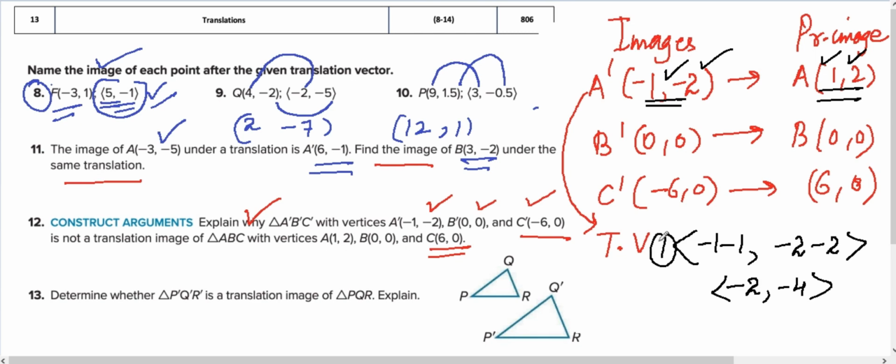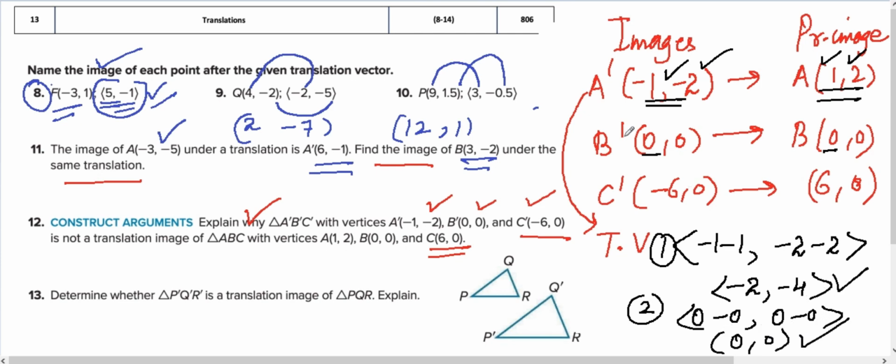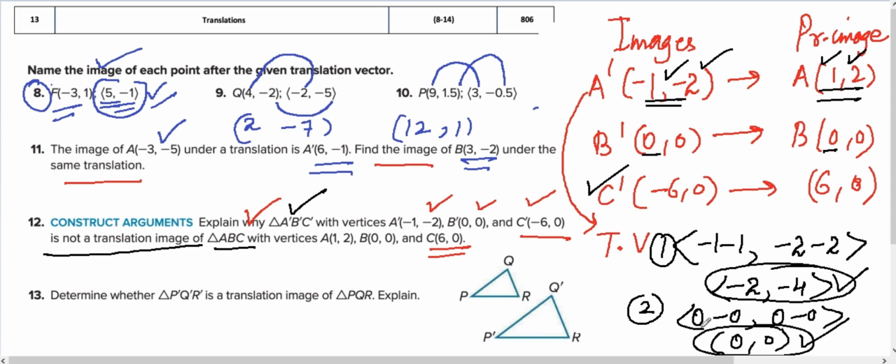Then for the other one, similarly I will subtract this minus this: 0 minus 0, and 0 minus 0. No need to find out the third. This is coming 0 0. So the translation vector is not coming the same for A and B. Similarly it will be different for C. So therefore you can say that A dash B dash C dash is not the translation of triangle ABC, because the translation vector is coming different. Whenever you're applying the translation vector, you have to apply the same translation vector to all the coordinates of the triangle. So this is your question number 12.